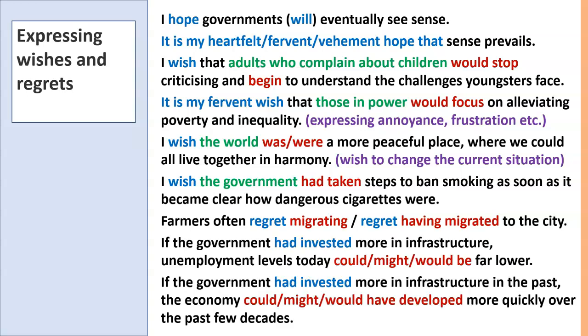And we can use conditional sentences as well to express regrets about the past and unhappiness with the past. So in the if clause we have had invested, so that's a past perfect, and in the main clause here we have could, might or would be, so we're describing a current situation and the reason why that current situation is and how it could have been different. And in the bottom sentence, again, past perfect in the if clause, and in the main clause could, might or would have developed, so that's referring to something else that happened in the past.